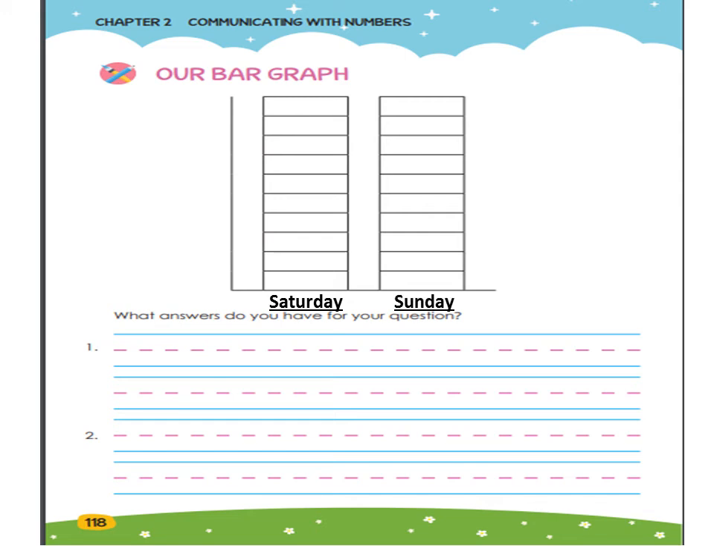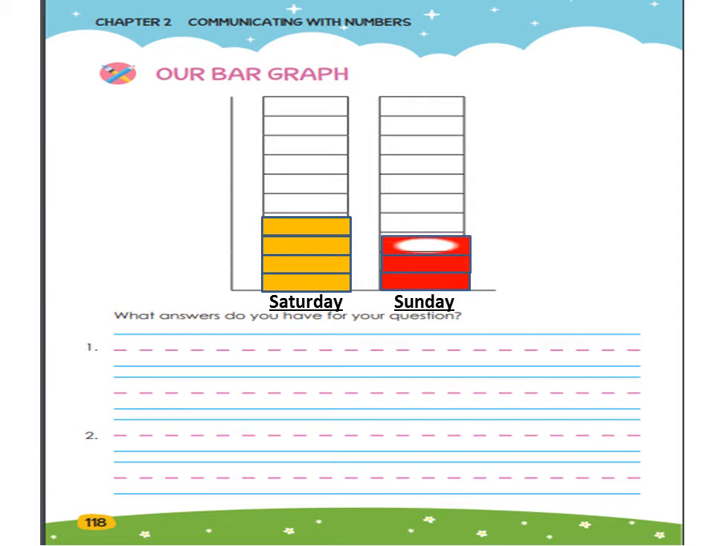How many choose Saturday? We said 4. So we will color 4 squares. 1, 2, 3, and 4. How many choose Sunday? 6. We will color 6 squares. 1, 2, 3, 4, 5, and 6.